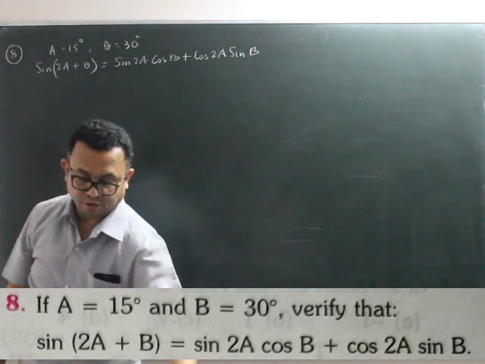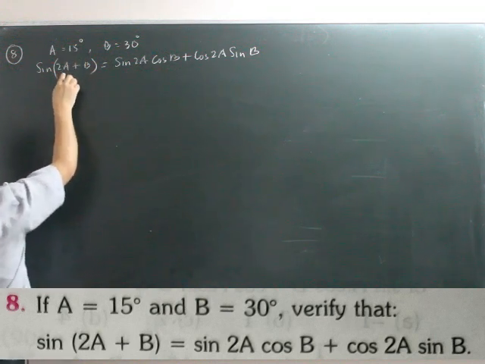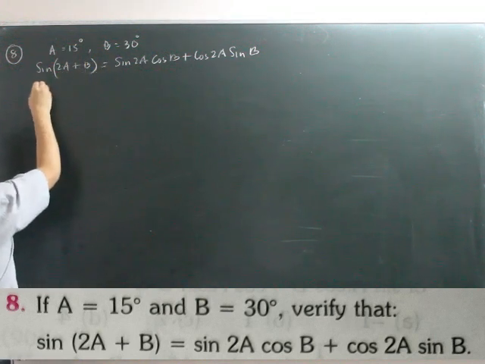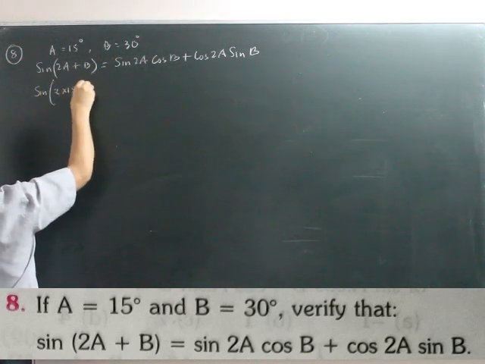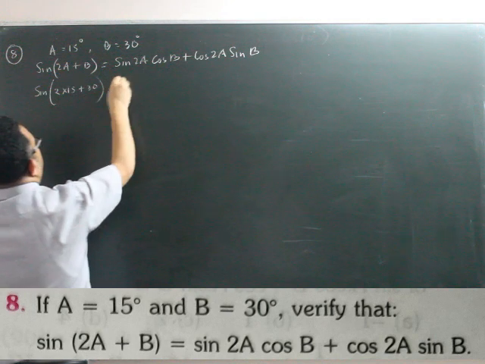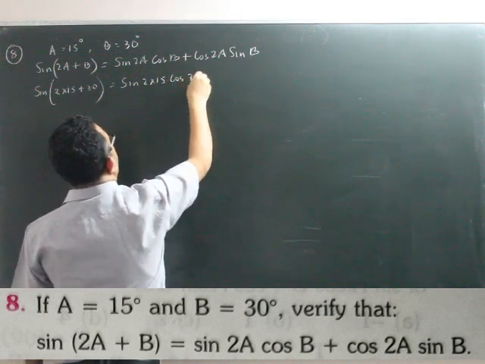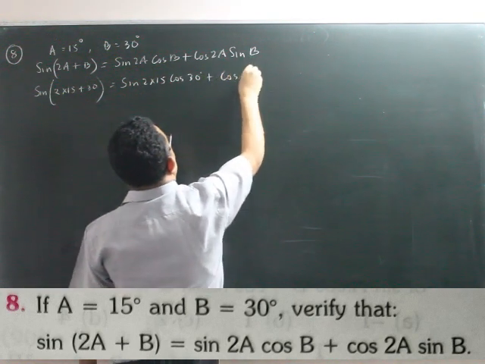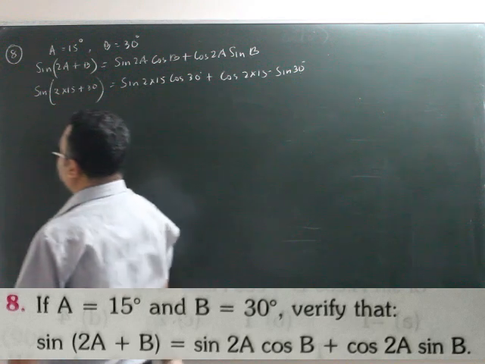Okay, now you need to verify this. Left hand side and right hand side must come the same. Since A is 15 and B is 30, sin of 2 into 15 plus 30 equals sin 2 into 15 cos 30 plus cos 2 into 15 and sin 30. So I have put the values of A and B now.